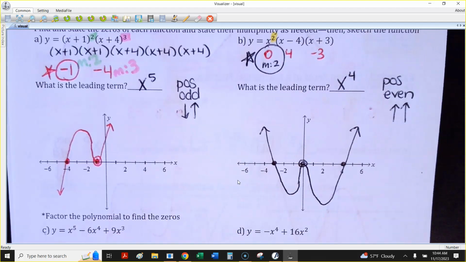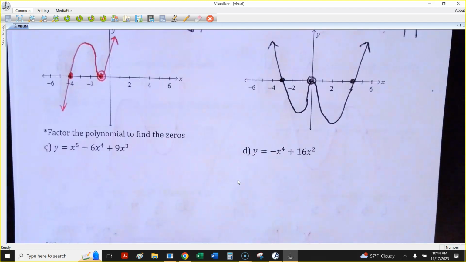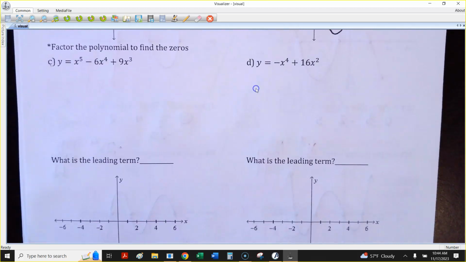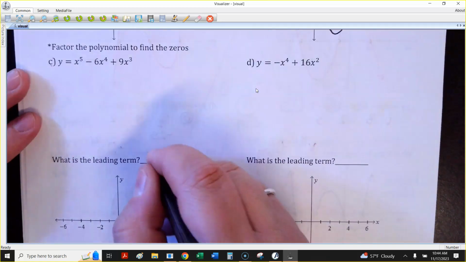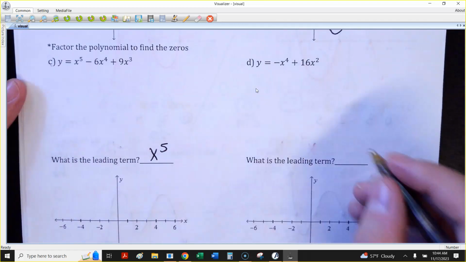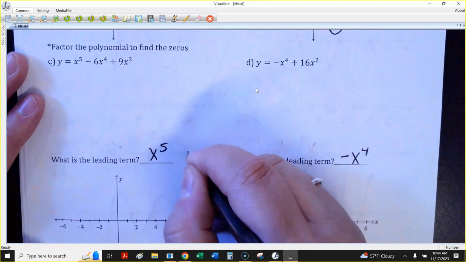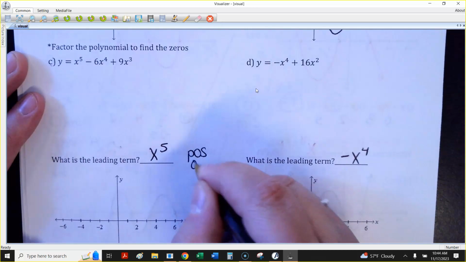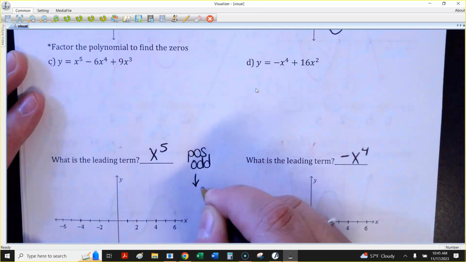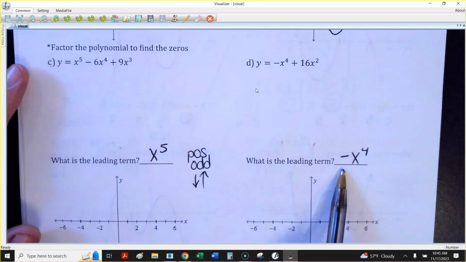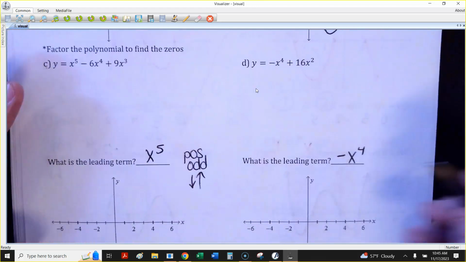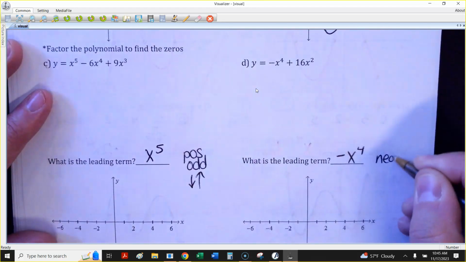Okay, now these two at the bottom are in standard form, so they're not in factored form. If I'm going to identify my leading term, it's super easy because it's all multiplied out for me. This one would be x to the 5th. This one next to it would be -x to the 4th. So that's really quick. If you have it in standard form, identifying that will give you your end behavior. This x to the 5th is positive and odd, so I know it's going to go down at the beginning and up at the end. If I have -x to the 4th for that other one, I can immediately tell my end behavior: this is negative and even.